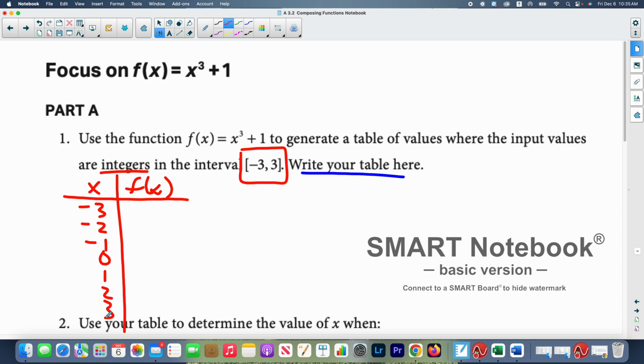I'm confused why it's giving me a negative number. That's correct. Oh, yeah, because it's cubed. We'll talk about it.